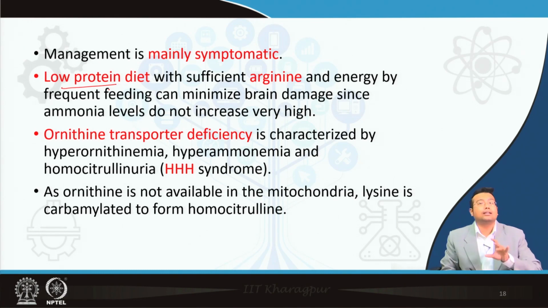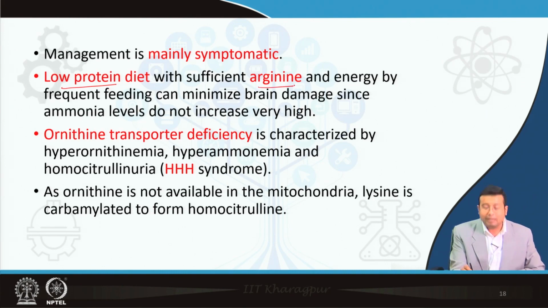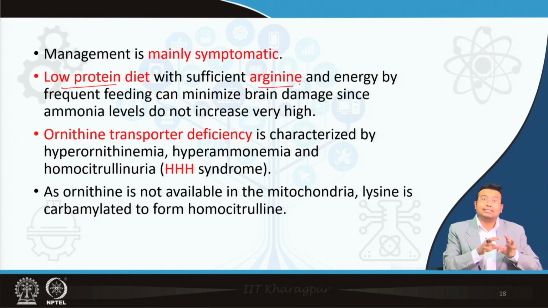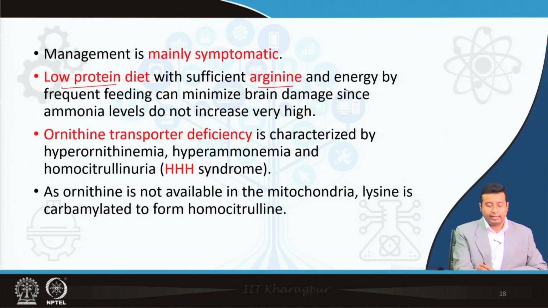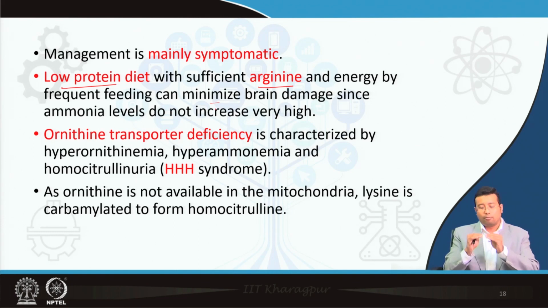You know, the urea cycle is also needed for synthesis of arginine. So, if we supplement arginine, the body will sense that we do not need to perform the urea cycle, and therefore the intermediates of the urea cycle, if there is some enzyme deficiency, will not be accumulated. So, mainly these, and frequent feeding with protein free diets, can help keep the ammonia level low and prevent brain damage.